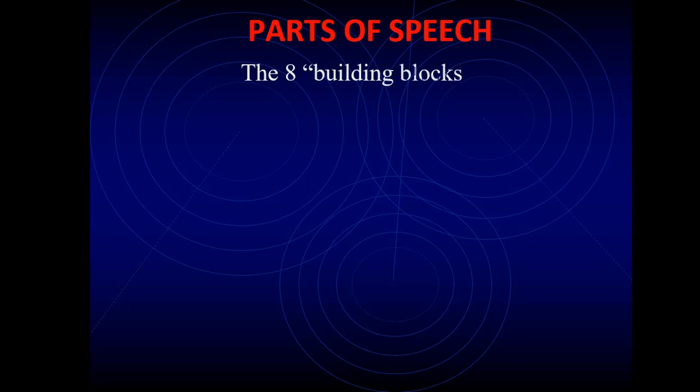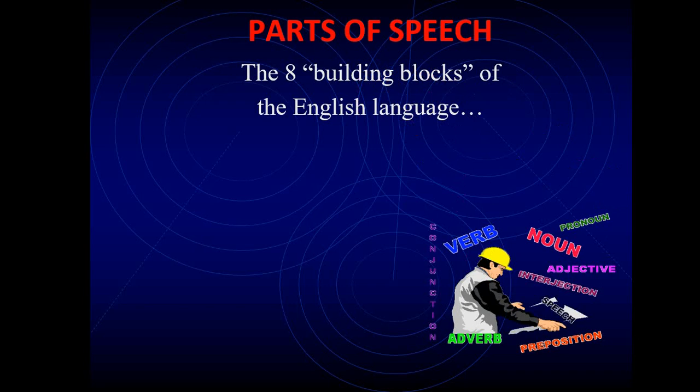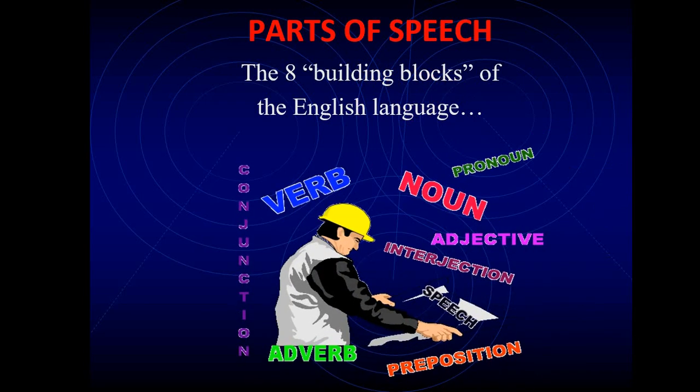Okay, as I said, you're not going to hear Arabic, just English. Let's go. Parts of speech. So, as you see here, there are 8 building blocks of the English language. What are they? These 8 building blocks, or 8 parts of speech, are verbs, nouns, pronouns, adjectives, interjections, prepositions, adverbs, and conjunctions. These are the 8 parts of speech. Now let's see each one of them in detail with examples.